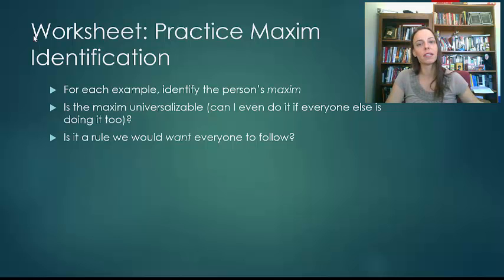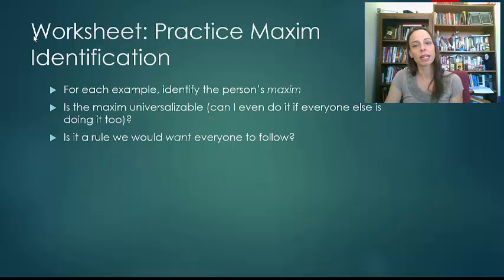And then ask yourself, is it universalizable? Can this person even do this thing if everyone else was doing it too? And then, is it a rule that you would want everyone to follow? So if your answer to the second question, is it universalizable, is no, you can't even do it if other people do it too, you're done, right? You already know that this is a prohibited act and you don't have to move on to this third point. If it is something that's logically possible to do if everyone else is doing it too, then your next question is, is this something that we would want to be made a universal rule?